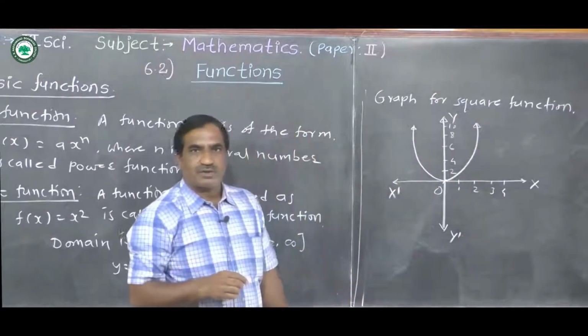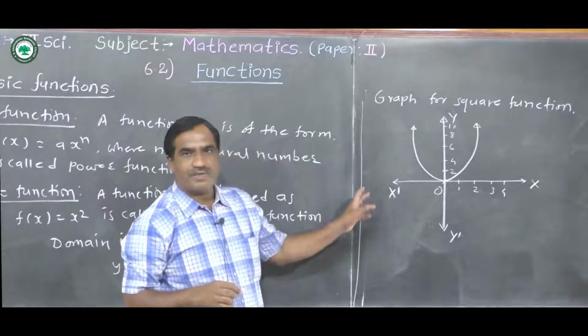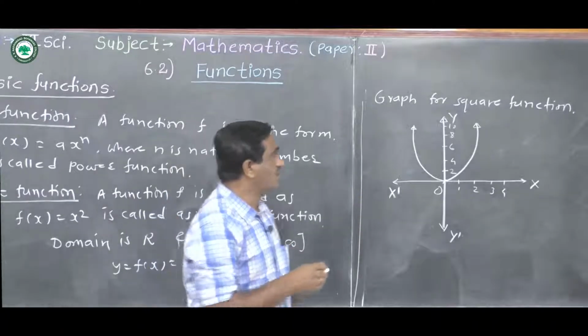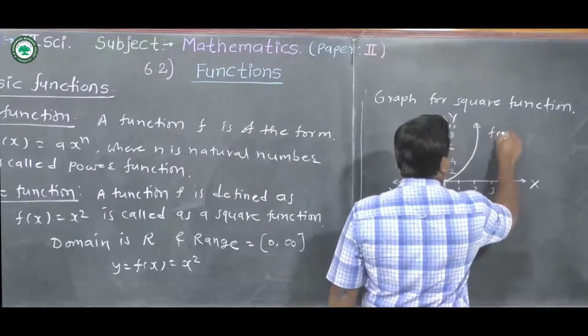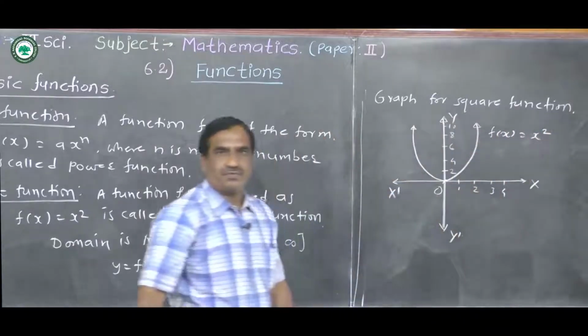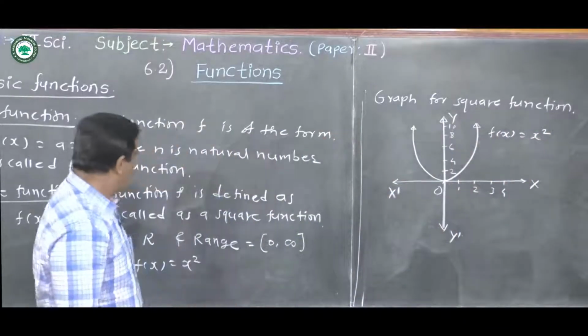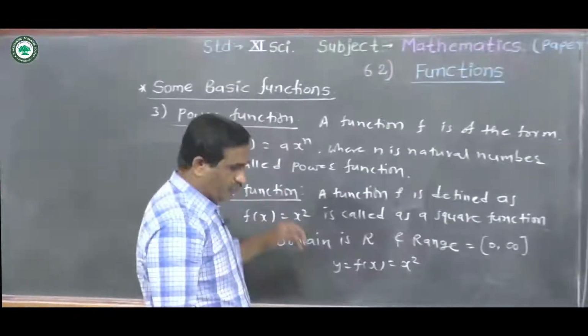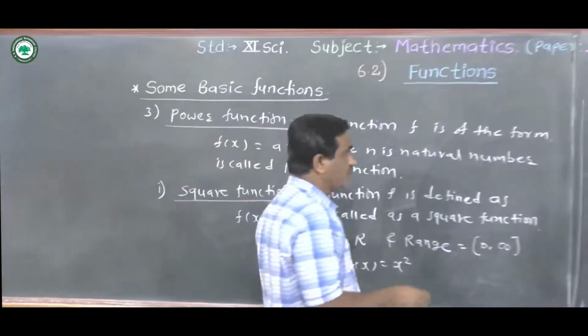This is the graph for the function y equal to f of x equal to x square, for the square function. F of x is equal to x square. This is the equation for this curve. Okay. Now in power function, second function is cube function.